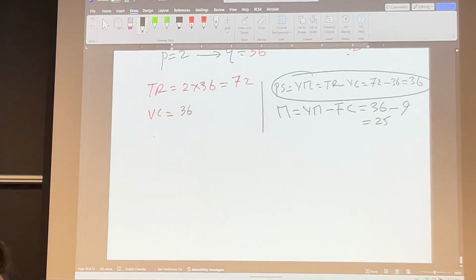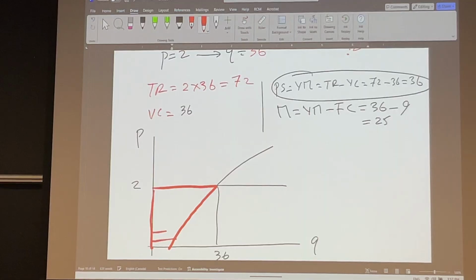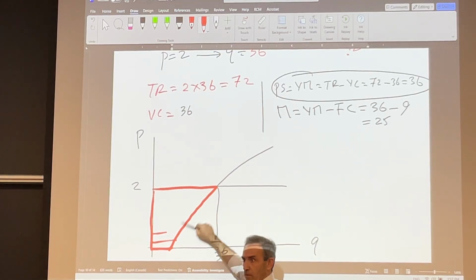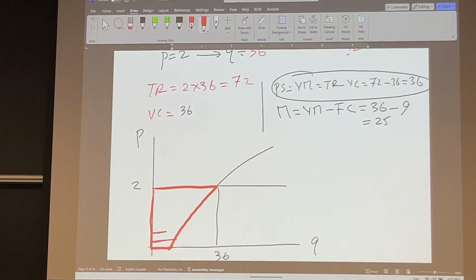This is what I did. The inverse supply looks like this. I got the price, which is 2. I calculated the quantity, which is 36. Based on that supply, this should be the surplus. But to get it from the marginal cost, I need to integrate it, which is very hard to do. It's not a straight line. So instead, I did this. I got this area first.